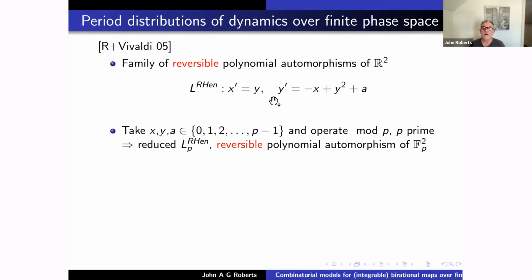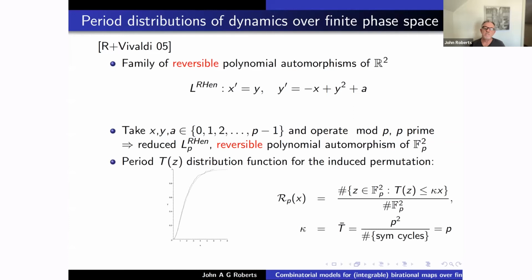And the whole idea of looking at its dynamics mod P is to take parameters, there's a parameter in here, A, and phase space variables as residues mod P. Because this is invertible, because it's polynomial, you're going to get a complete decomposition of the P squared points. And you can build yourself a distribution function for the induced permutation and its periods. So you just do the sort of obvious thing to build a cumulative distribution.